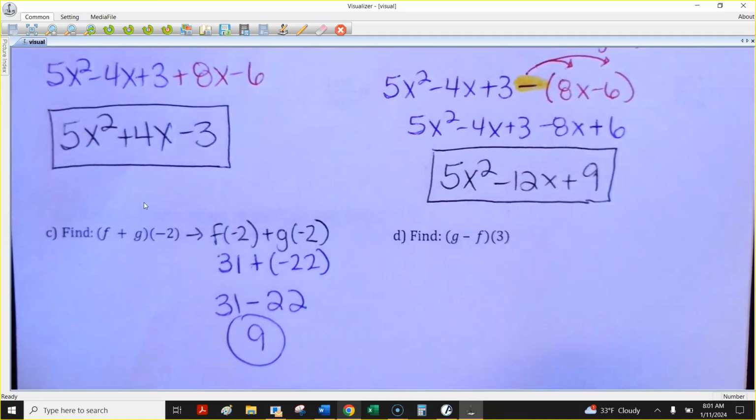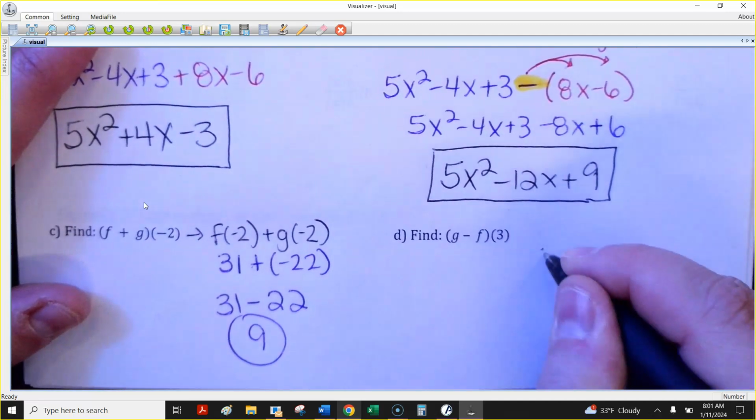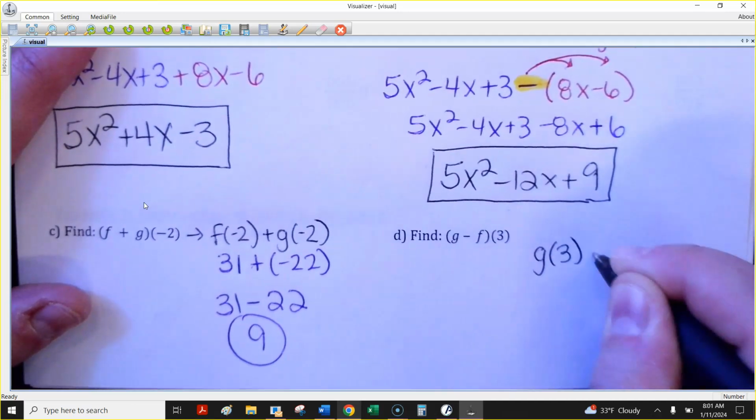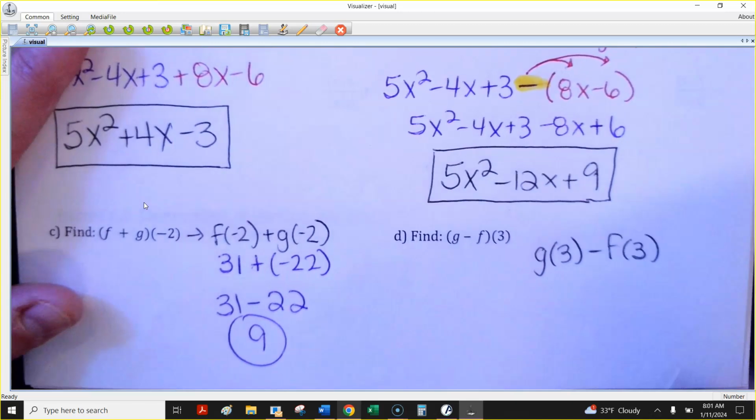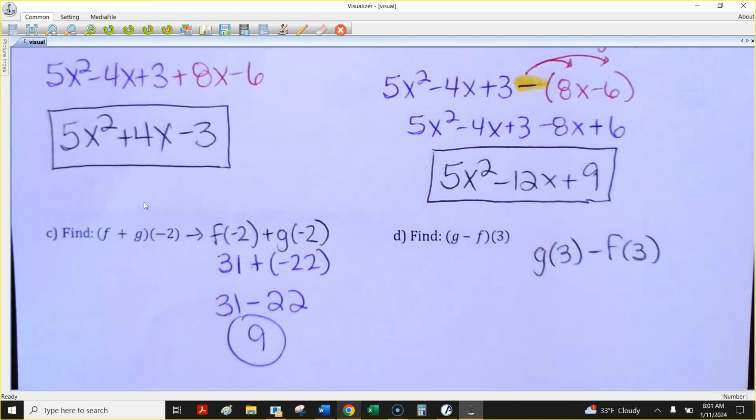All right, so let me write down what this one means, and then you guys try this one. So this would be, g comes first here, so it would be g of 3 minus f of 3. So see if you can figure out what that should be. If I did g of 3 and then minus f of 3. So you're just going to plug 3 everywhere you see an x into the f of x and the g of x.